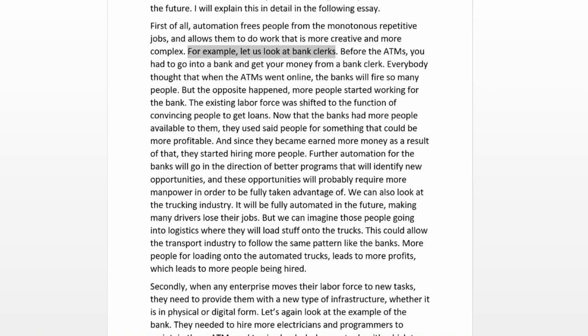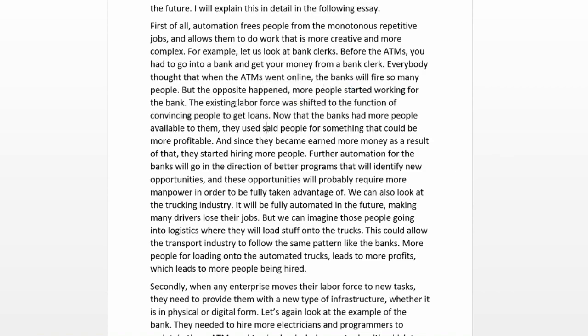So before the ATMs, people had to go to the bank to get their money. But now with the ATMs, you could just get your money from the machine. You don't have to interact with people. But this didn't make the banks fire a lot of people. And everybody thought that this was going to happen. But again, the opposite happened. More people started working for the bank. So the existing labor force was shifted to the function of convincing people to get loans.